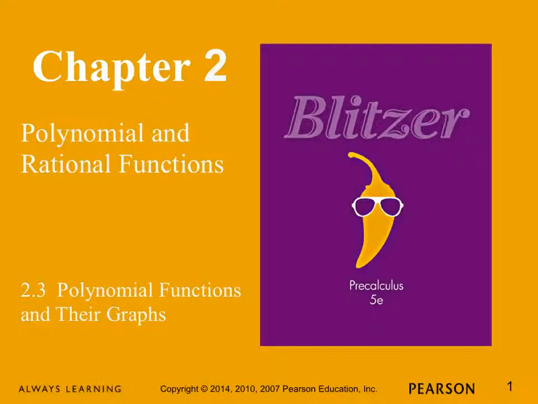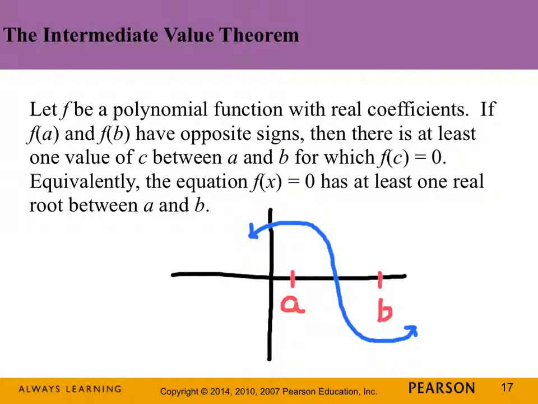And now we're going to move on to example 4. So now let's talk about the intermediate value theorem. Let's say we have a polynomial function, and if you determine what f of a is and f of b, and they end up having different signs, we'll say one's positive, one's negative, then that means there is a c somewhere between a and b where f of c equals 0.